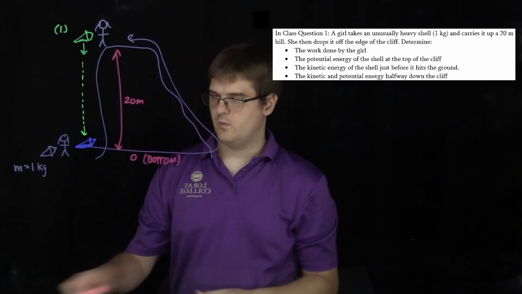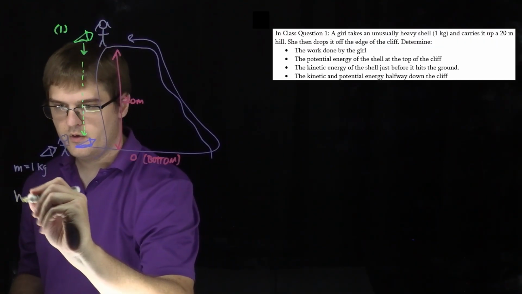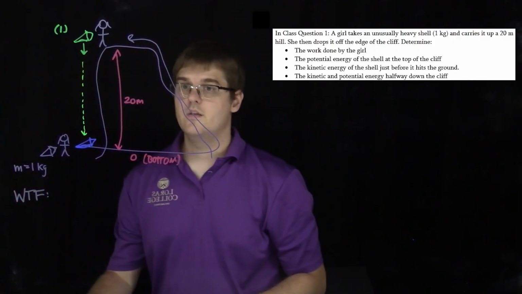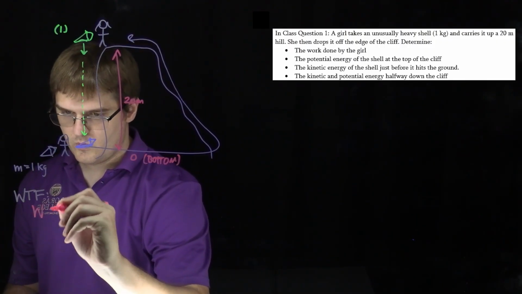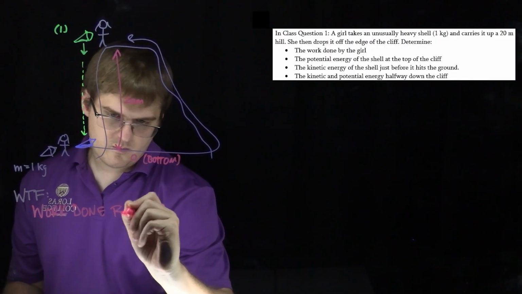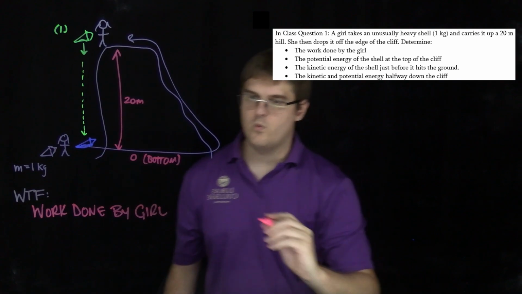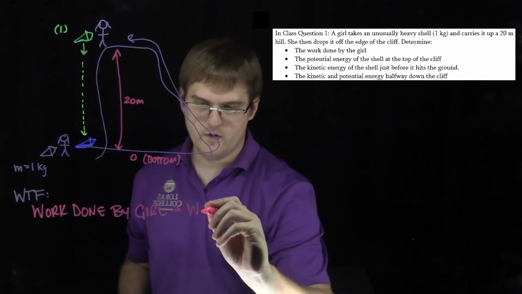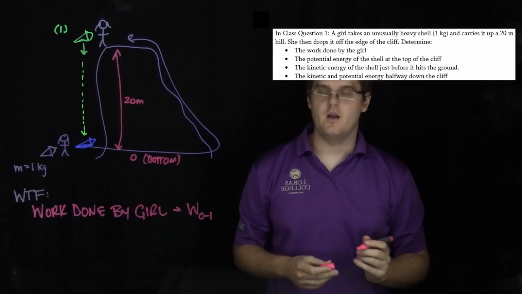So our first what to find, I'm going to put them down here at the bottom of the board. We have our what to finds. The first one is: what is work done by the girl? And we can go ahead and call that the work between condition 0 and 1. So how much work was done between the shell being at the bottom and the shell being at the top?